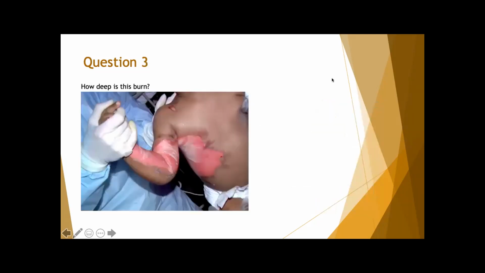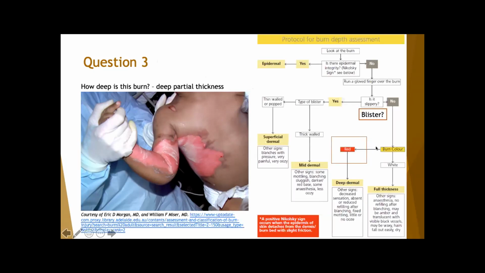Last question. So this one, are you able to define how deep this burn is? So pause it, have a look at it and think about it, and then I'll move on. So this is a deep partial thickness burn. And to be fair, it probably is full thickness in these areas, as if we follow our charts that I mentioned earlier, they are white there. But let's just run through our depth assessment tool.